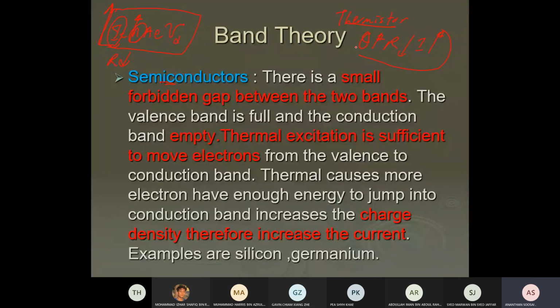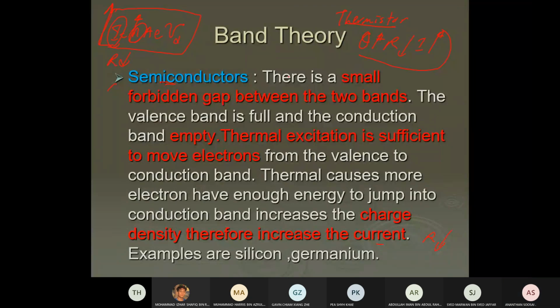Last time, temperature increases, resistance decreases, something to remember, right? But now, why does this happen? When temperature increases, electrons gain energy, so electrons from the valence band jump to the conduction band. So more electrons contribute to the current flow. Charge density increases, therefore current increases. The resistance of the thermistor starts to decrease. Okay, reasoning for what you learned last time.